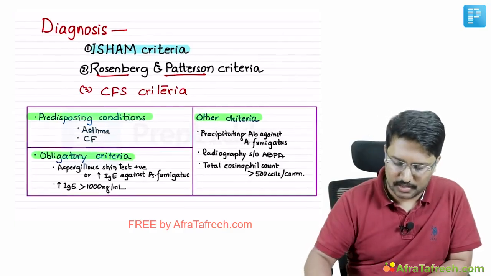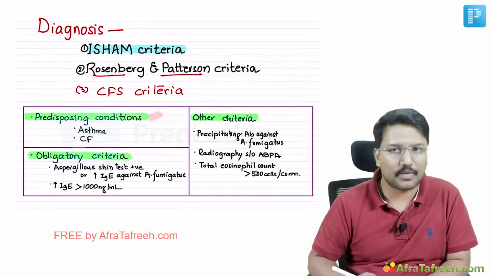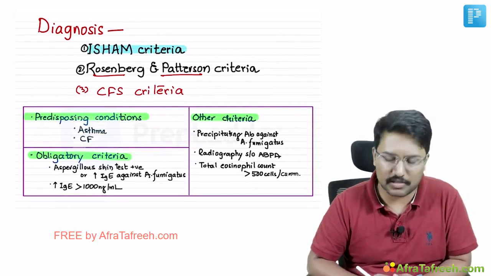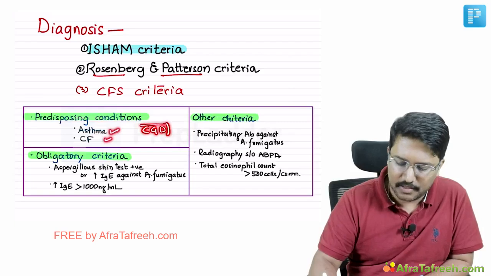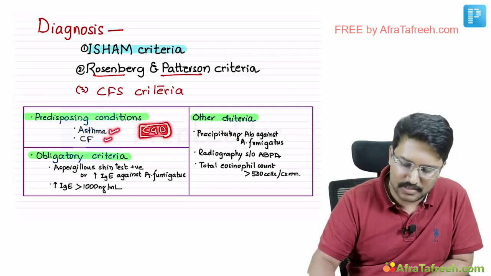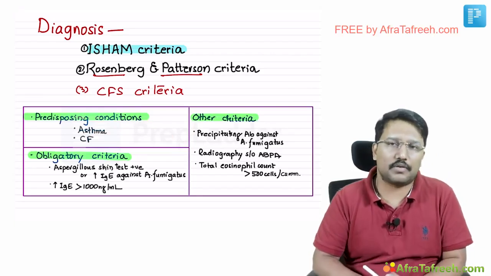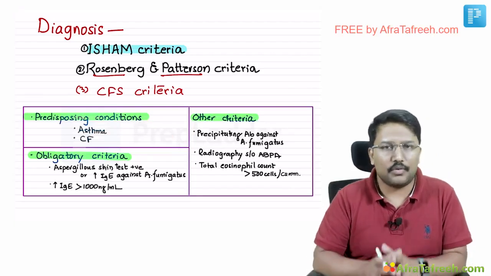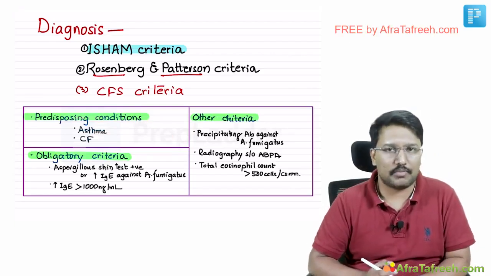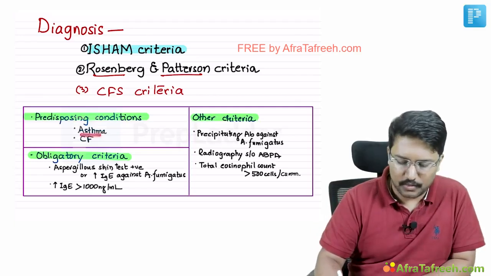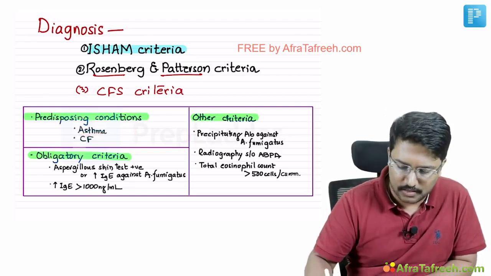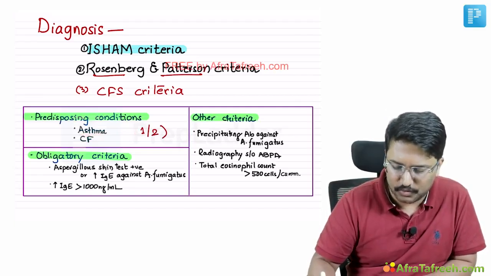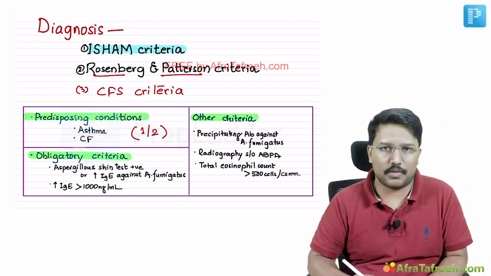So let us look into these criteria. What are the predisposing criteria? We are already familiar that we are talking about asthma or cystic fibrosis. Chronic granulomatous disease doesn't figure into ASmhas criteria, but if you encounter a CGD patient who has typical features of ABPA, in your individual capacity, definitely you can diagnose the case as ABPA, right? But the diagnostic criteria only talks about these 2, asthma and cystic fibrosis. So one out of these 2 should be present. Either asthma should be there or cystic fibrosis should be there.